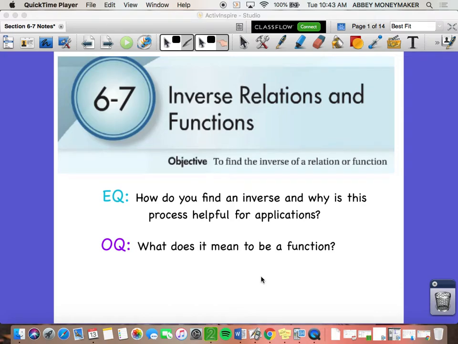Hey y'all, today we're going to talk about 6.7, which discusses inverse relations and functions. So our essential question here is, how do you find an inverse and why is this process helpful for applications? And then our opening question here is, what does it mean to be a function?